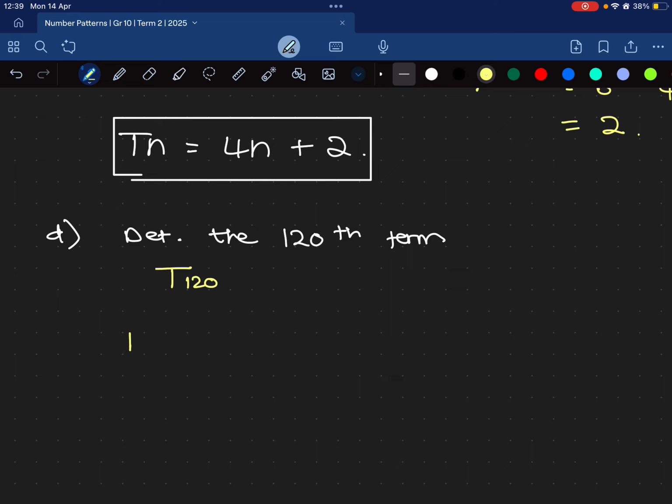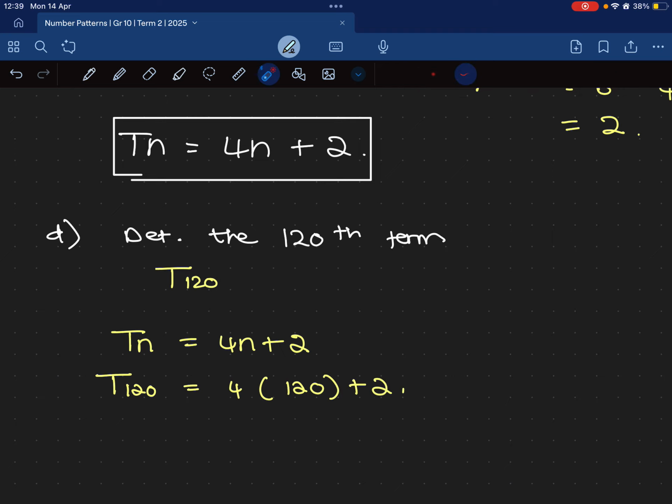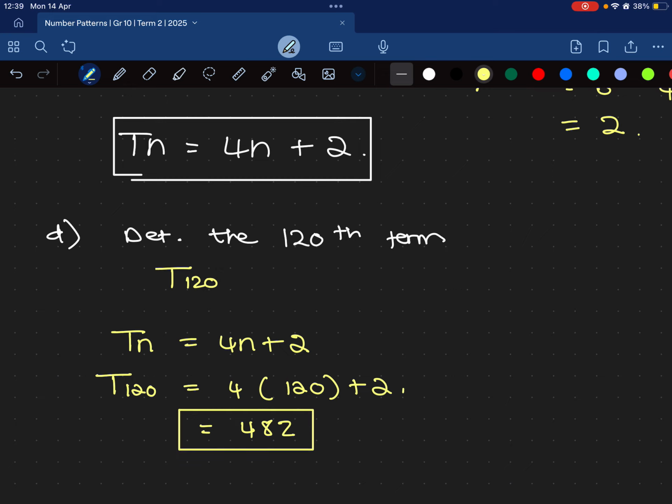So I'm going to look at my equation and say, well, Tn is equal to 4n plus 2. Now T of 120 would be equal to 4 times 120 plus 2. So where you see the n, you replace it with 120. Okay, you'll put the whole thing in your calculator and you'll get 482. So that means that the 120th term in the pattern will be 482.